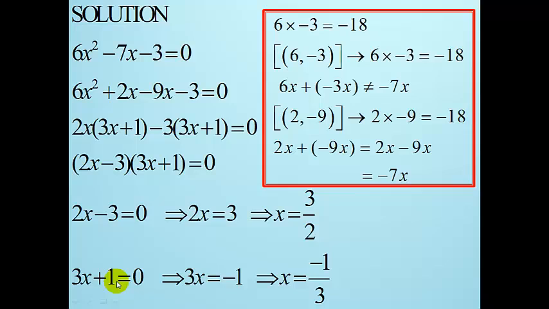Now 3x plus 1 is also equal to 0. Plus 1 on the left hand side becomes minus 1 on the right hand side. And because we are solving for x, we have to divide the left hand side by 3, that is the constant attached to the variable x. And whatever we do to the left hand side, we do the same thing to the right hand side, so we also divide the right hand side by 3. Now when we divide 3x by 3, we are left with x. And when we divide minus 1 by 3, we have minus 1 over 3. This means that the values of x are x equals 3 over 2 and x equals minus 1 over 3.